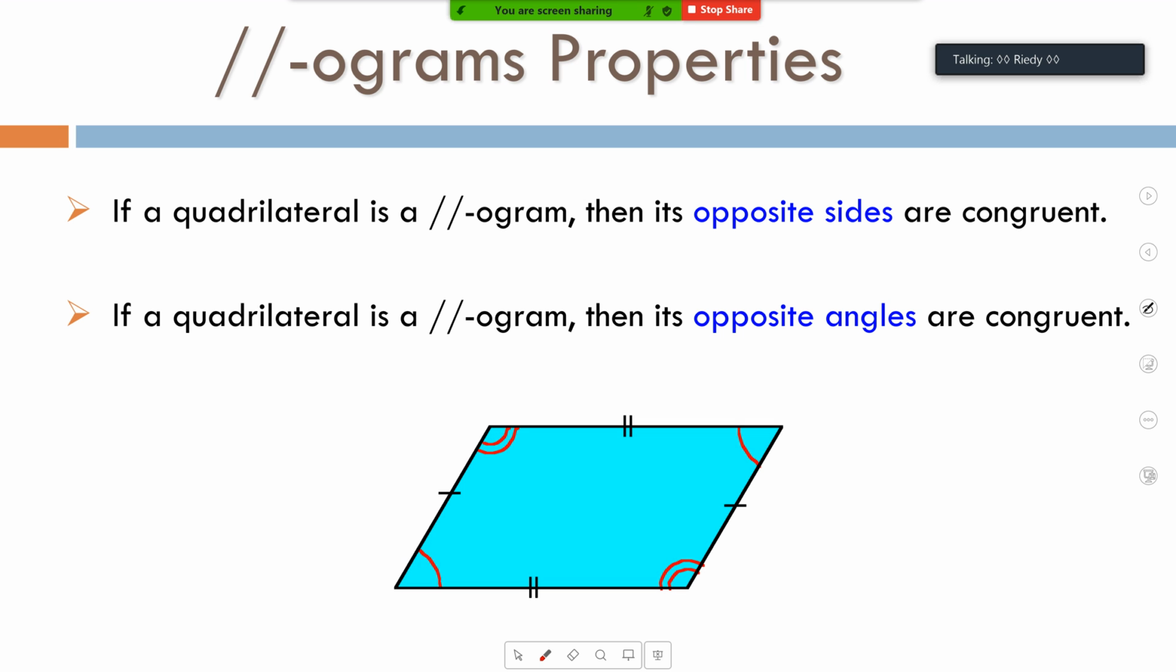And so there's a picture illustrating those two properties. Opposite sides are congruent, and opposite angles are congruent. Notice the different tick marks. One angle mark is congruent to one angle mark. Two angle marks equal two angle marks.